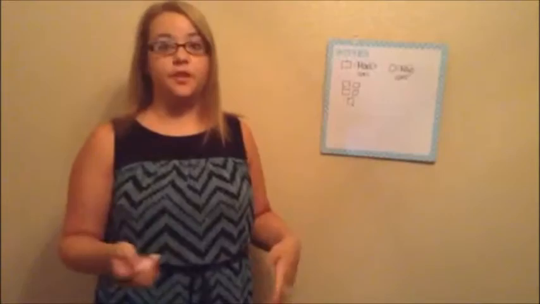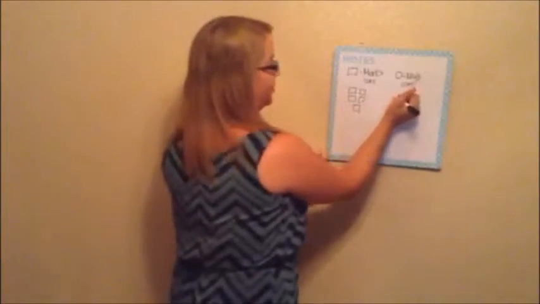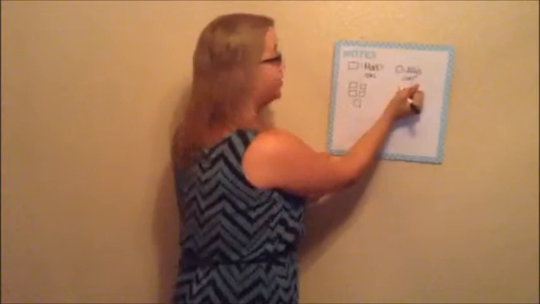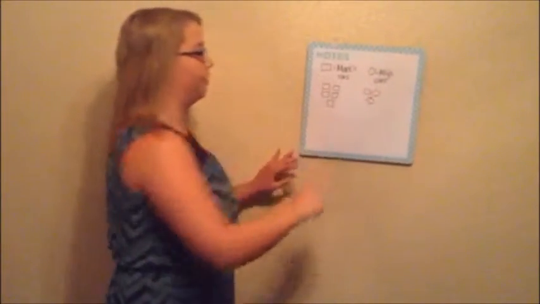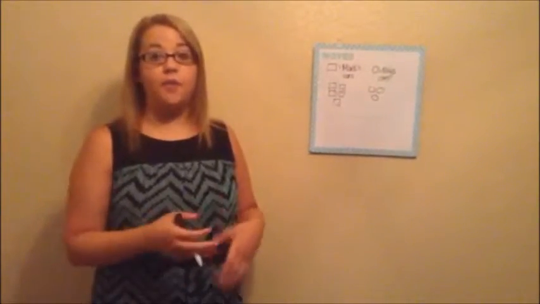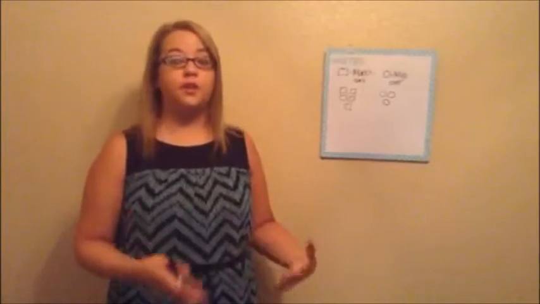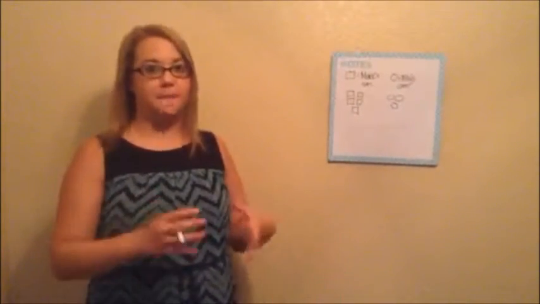Now what we're going to do is draw circles to represent Allie's cars. So what I'm going to do here, I want you to do the same thing on your paper, is draw 3 circles to represent her 3 red cars. Since we need to find out how many cars they have in all, we know that we have to add these 2 groups together. So we're going to combine them.